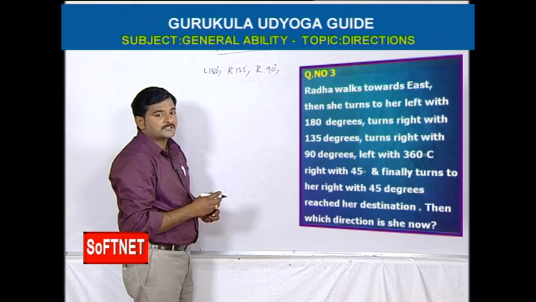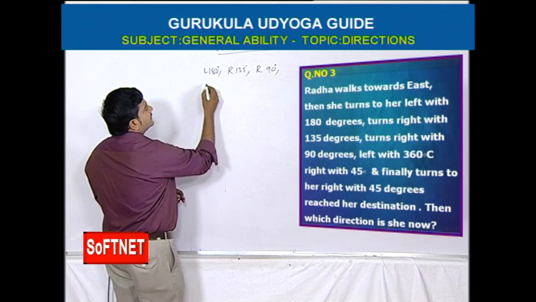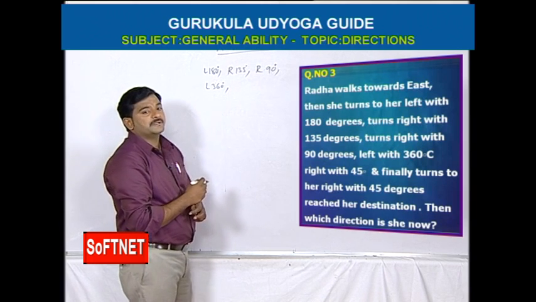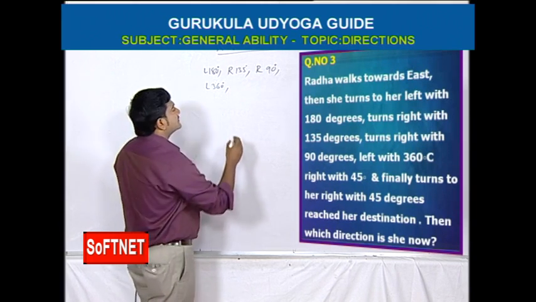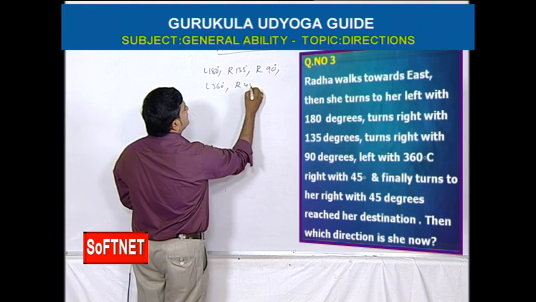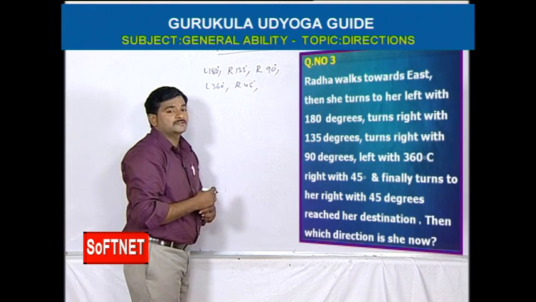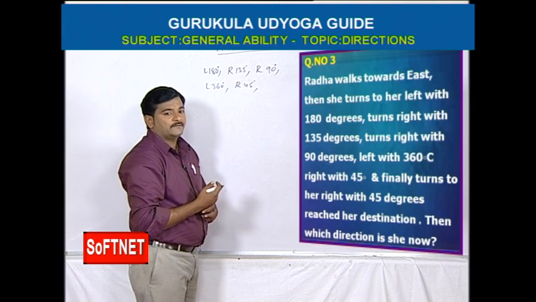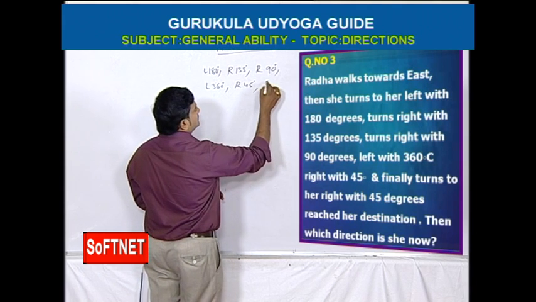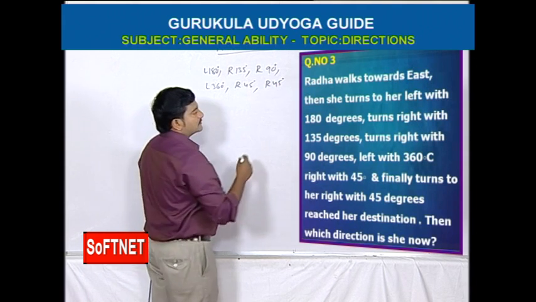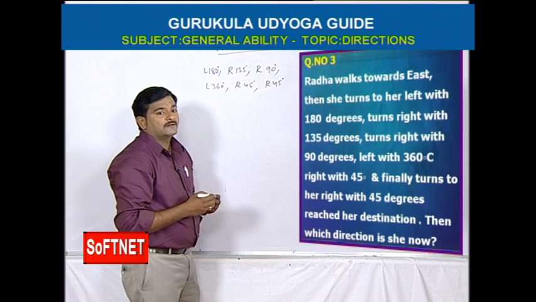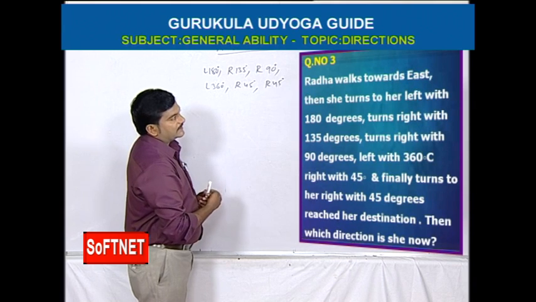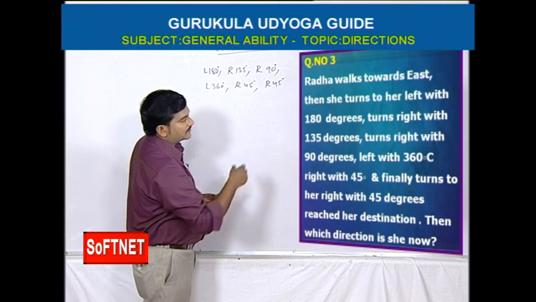And next, what has he mentioned? Left with 360 degrees. And next, right with 45 degrees. And finally she turns right again with 45 degrees. So now what do we have to find? She reached her destination, so which direction is she facing now?